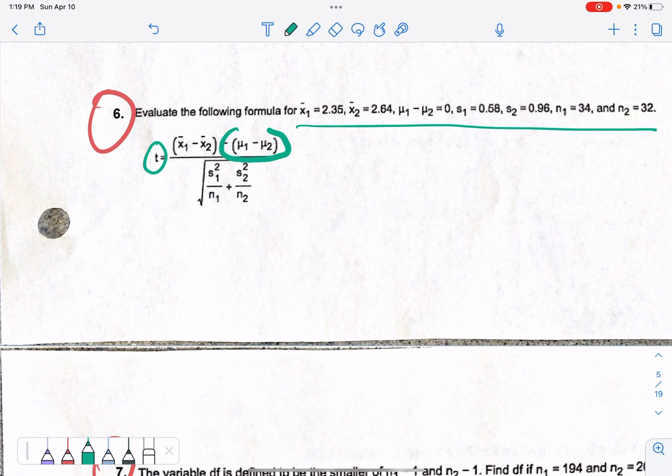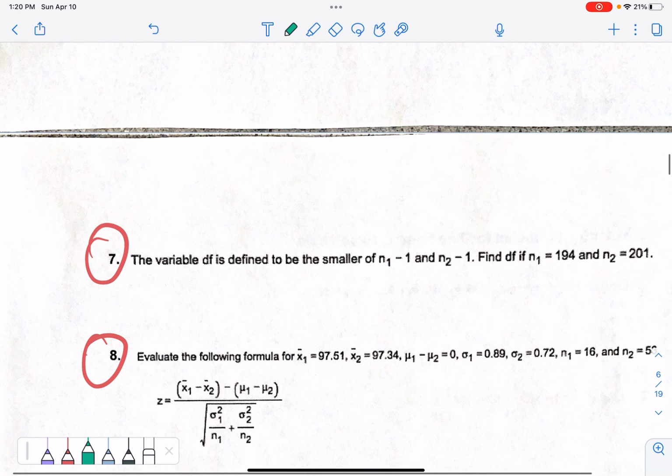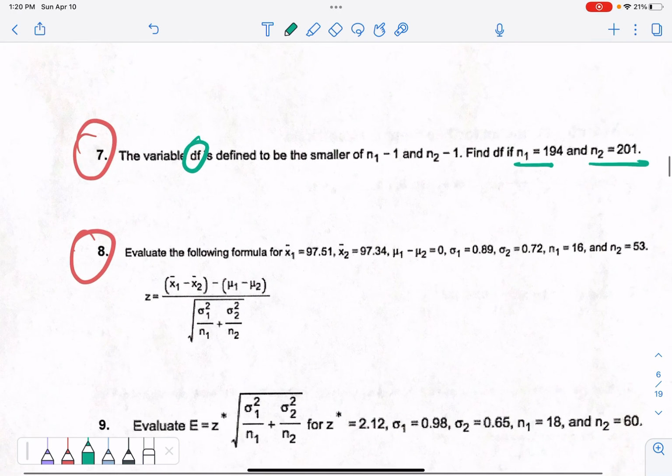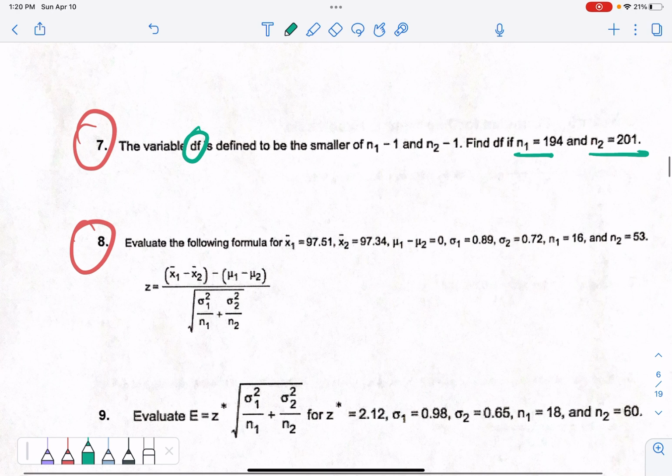This part right here will end up being 0, like always, okay? Plug it in, compare with each other. That's huge, okay? But write out all your work, type it all in, see what you get. 7 is just asking for the degrees of freedom. So you're just trying to decide if N1 is this and N2 is this, what degrees of freedom do you go off of, okay? And then 8 is another one of those where you're typing stuff in, except they're giving you sigma instead of S, and they're calling it Z instead of T, okay?